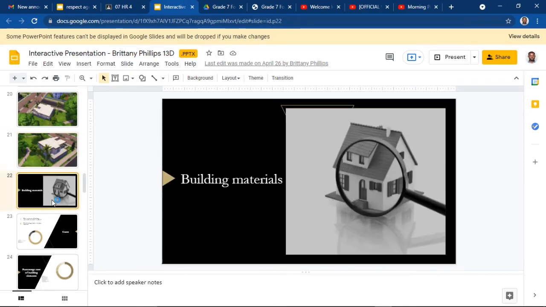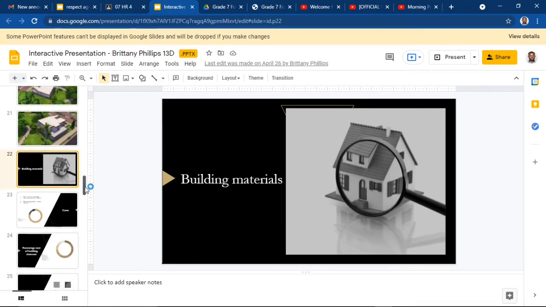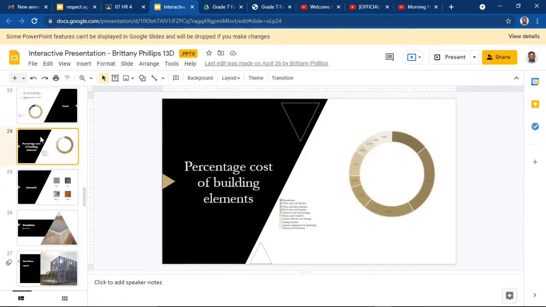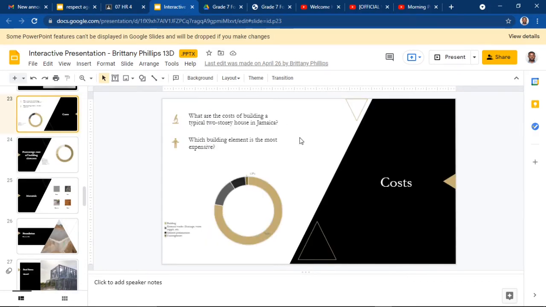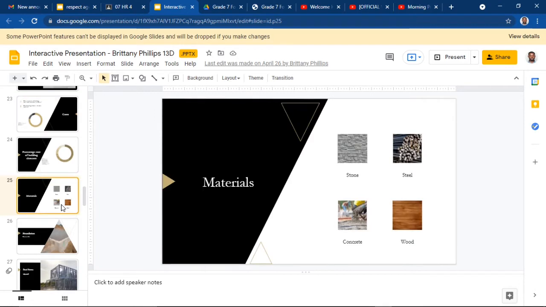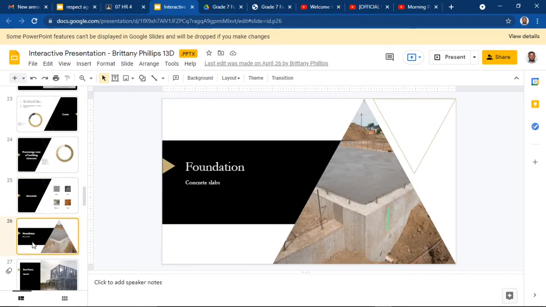And then you talk about your building materials, the different building materials that you chose. Why did you choose those building materials? You are going to talk about budgeting as well, and the cost also. So the materials involved would be stone, steel, concrete, wood, and anything else that you choose to use. You talk about where you use those materials. So the foundation here is a concrete slab.